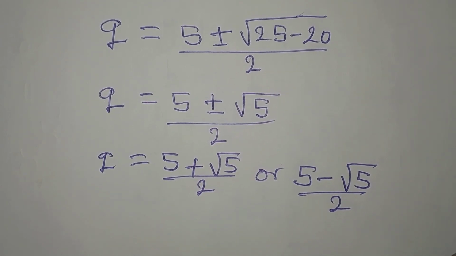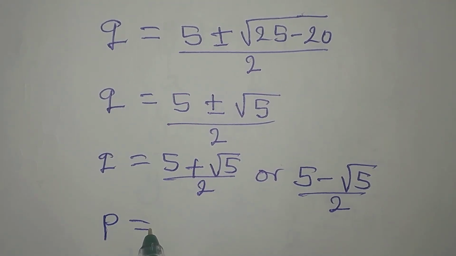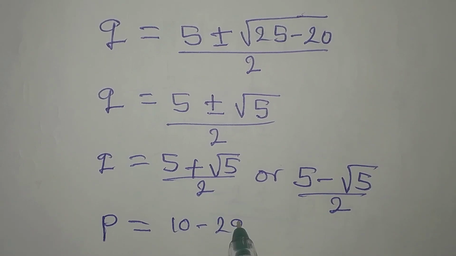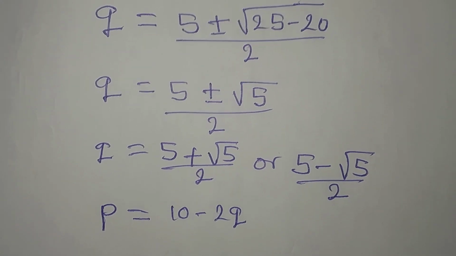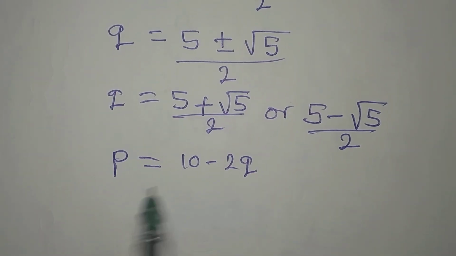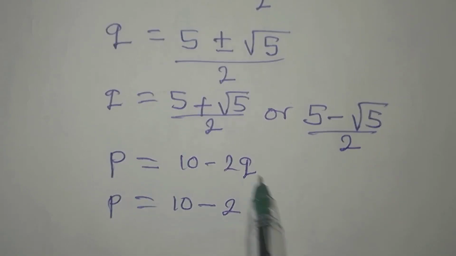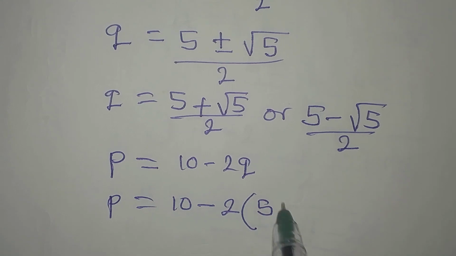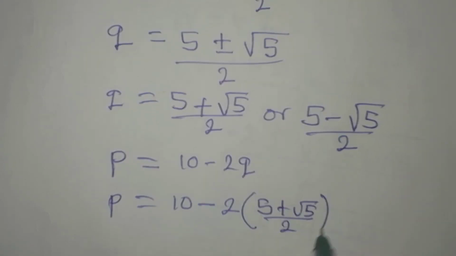But I told you that we'll be going back to use our equation 3. And our equation 3 is P. If you can recall, or you can take it back there, we have P = 10 - 2Q. So now we already have values of Q. So we'll put into equation 3. P now will be 10 - 2. This Q now you open bracket and put it. We have (5 + √5)/2.